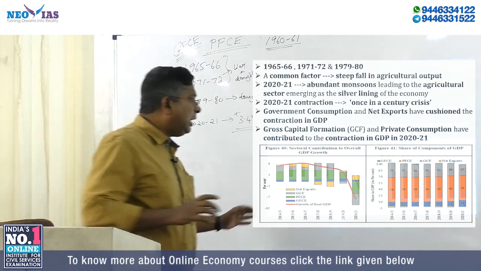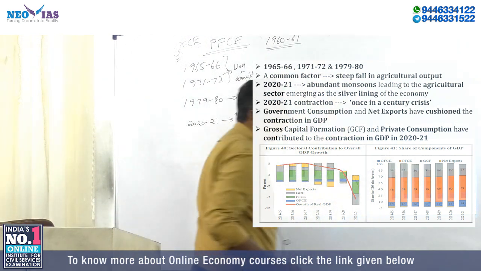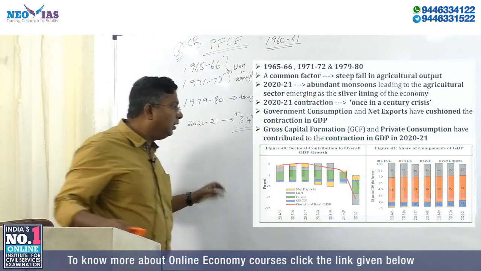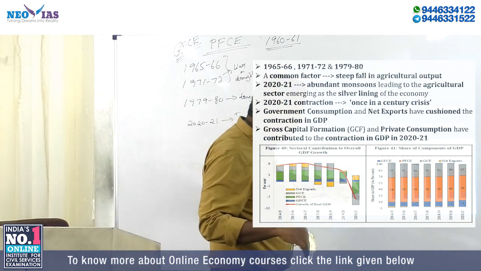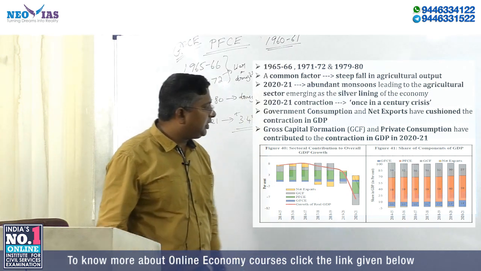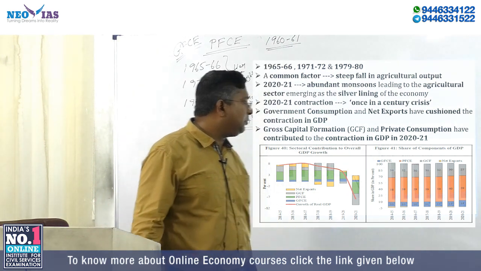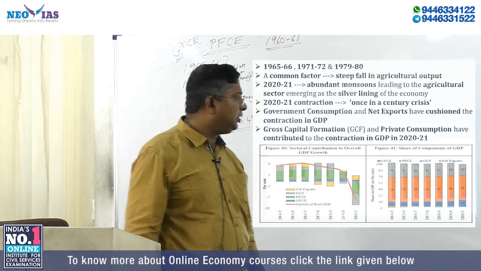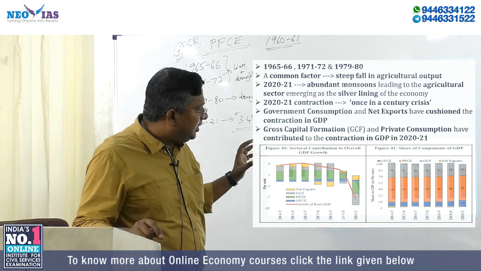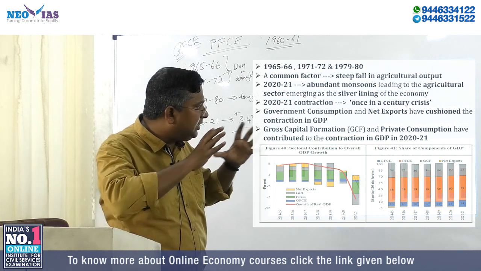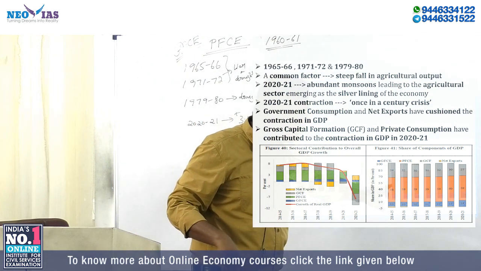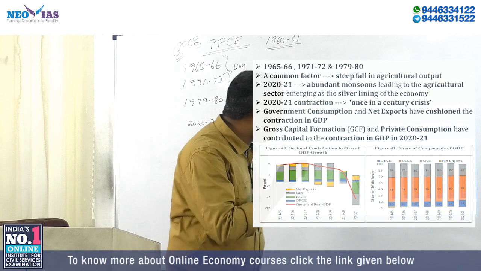Okay. Now coming to this figure 41. All the four components have been given: government final consumption expenditure, private final consumption expenditure, gross capital formation, net exports. So you can see this is the real contribution, okay? Which one is contributing highest? You can see, private final consumption expenditure. So there is no big change, okay?